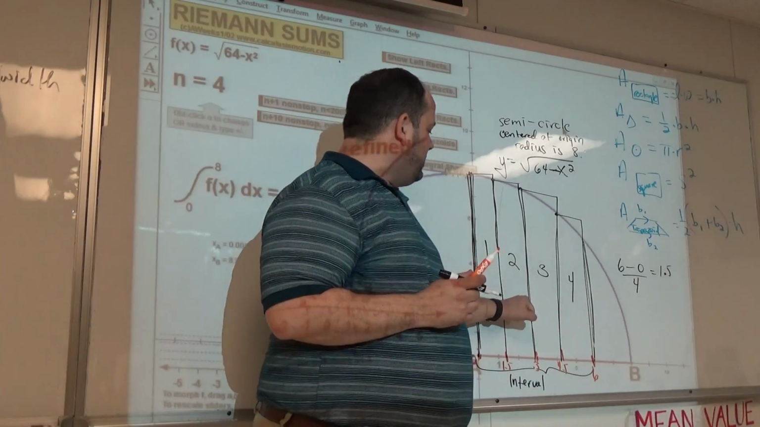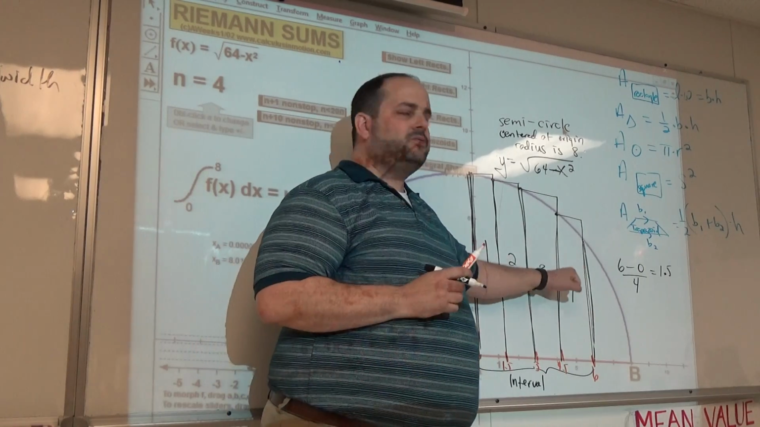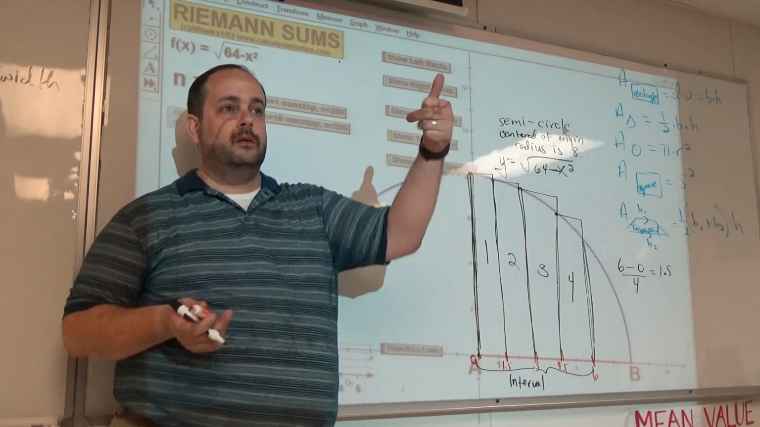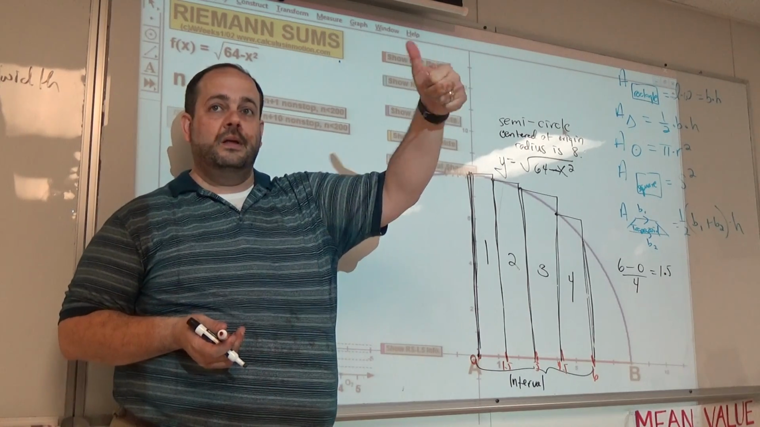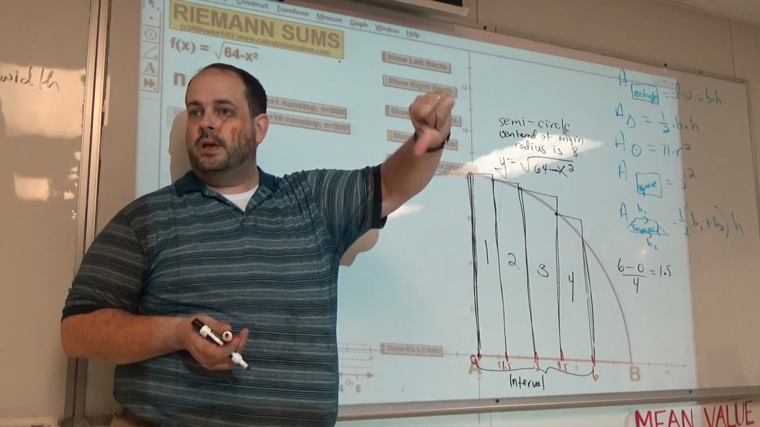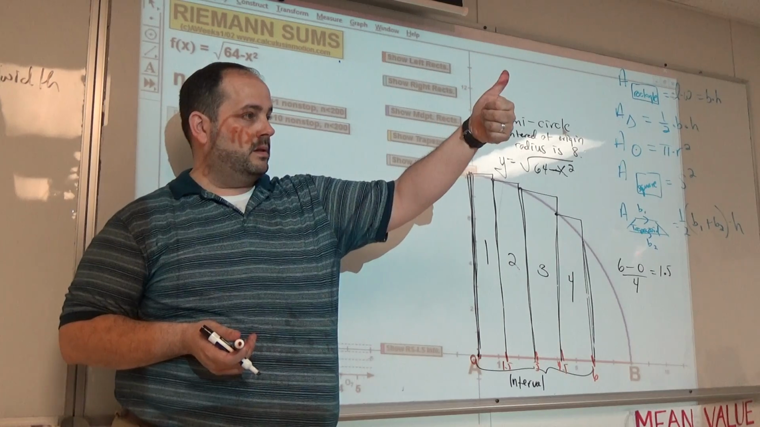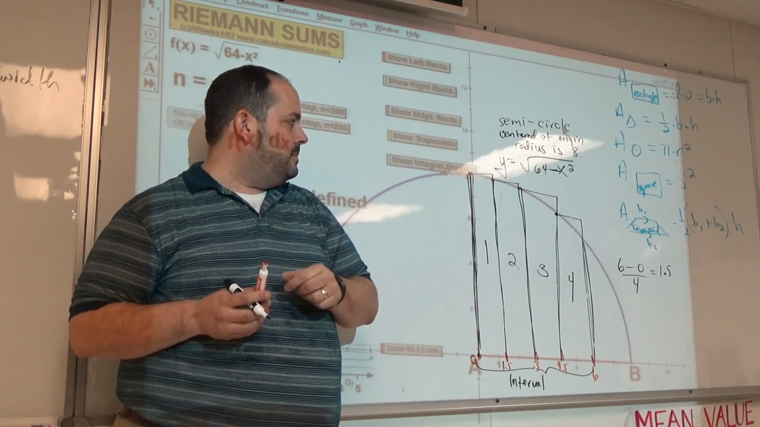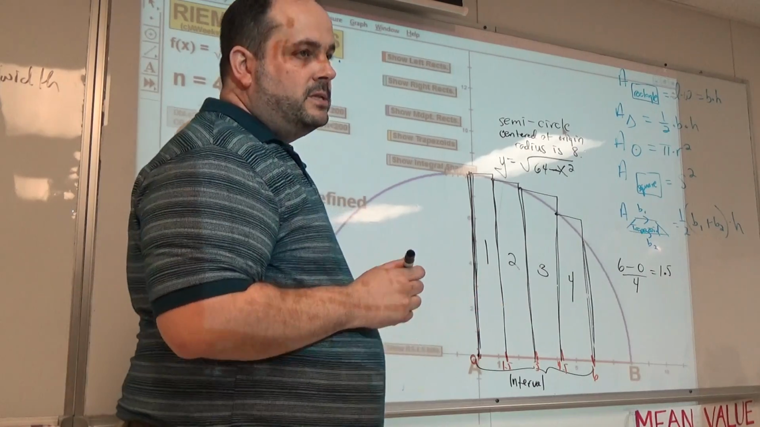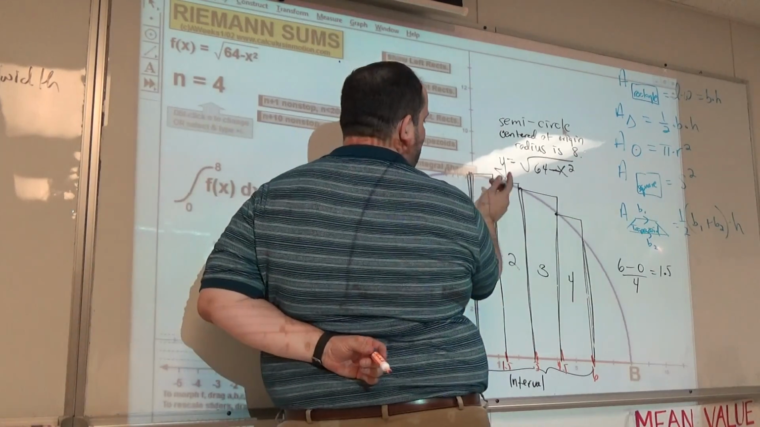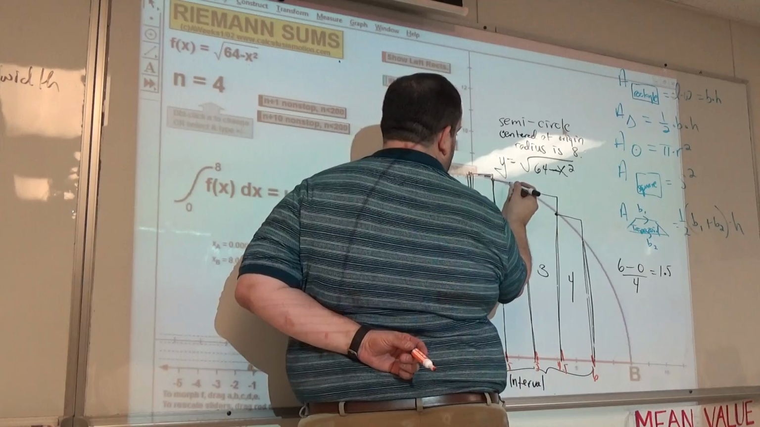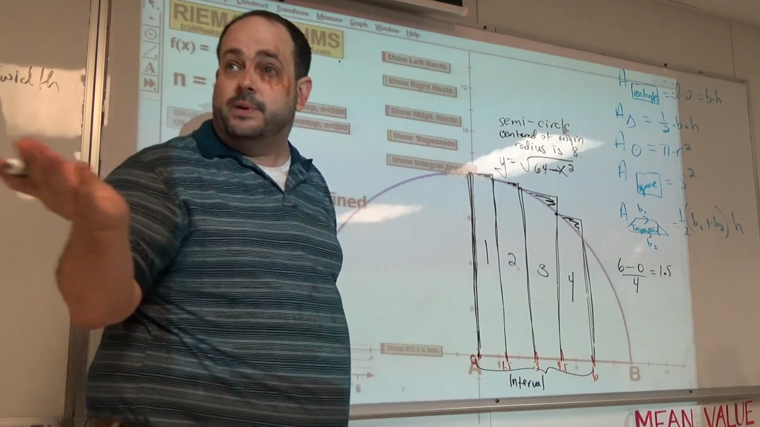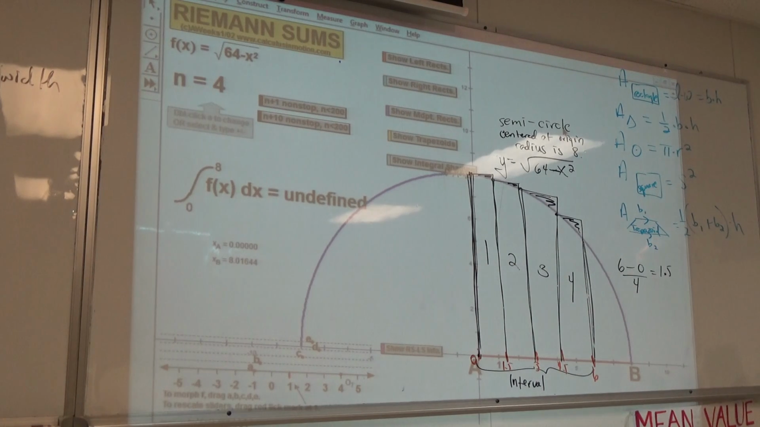Will finding the area of rectangle 1 plus rectangle 2 plus rectangle 3 plus rectangle 4 give me an overestimate or an underestimate? Overestimate? Underestimate? No idea. Noemi, why is it going to be an overestimate? Because the rectangles go over the curve. The rectangles are going over the curve. They're capturing more area than I'm interested in. Is everybody okay?